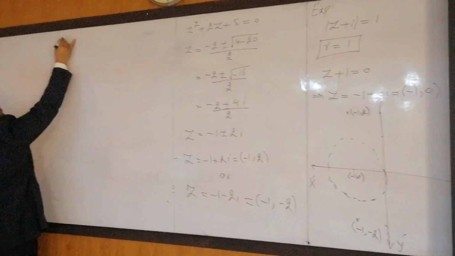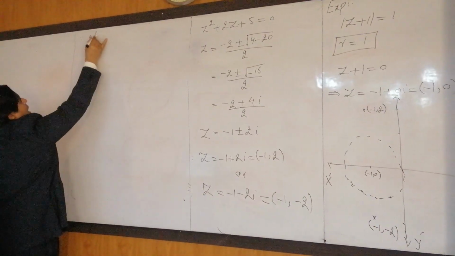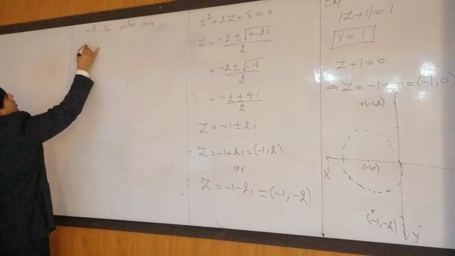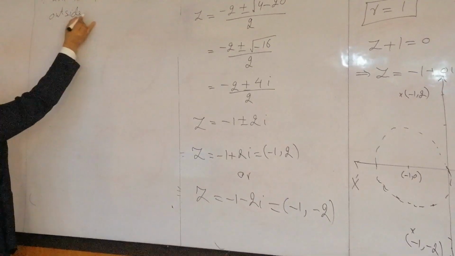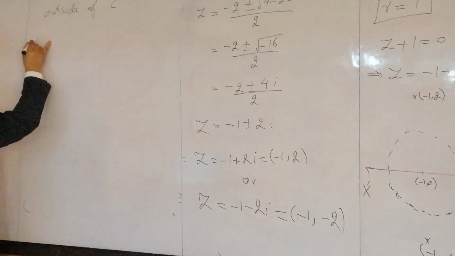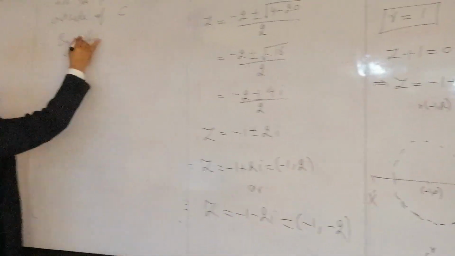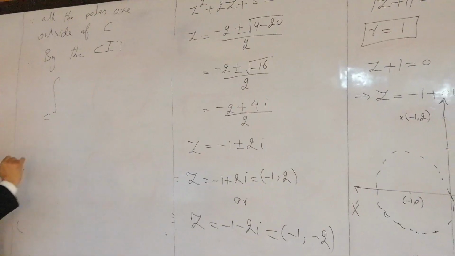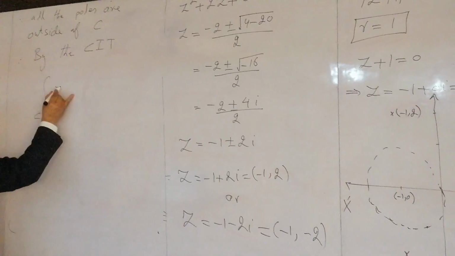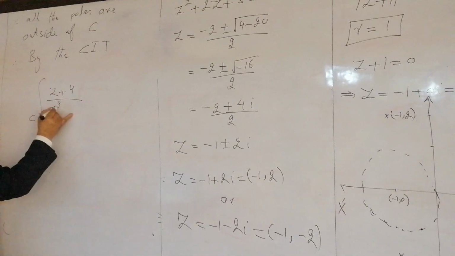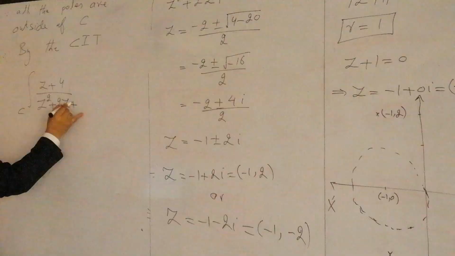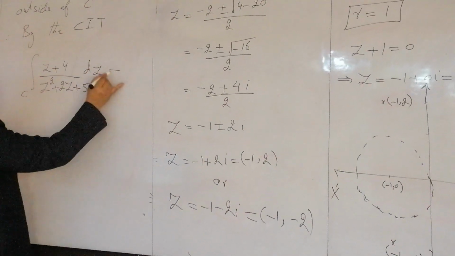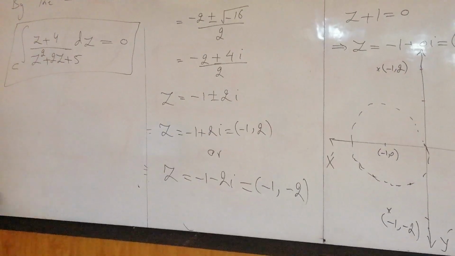So we can say that since all the poles are outside of C, therefore by the Cauchy integral theorem, the integral of the given function, (z + 4) divided by (z² + 2z + 5), dz, is equal to 0. So this is the required solution.